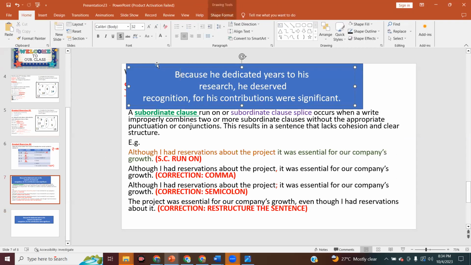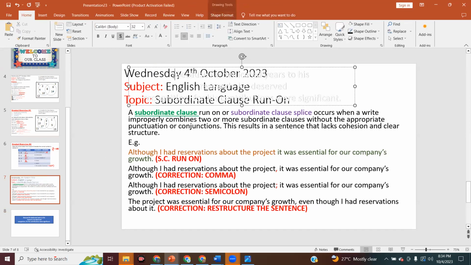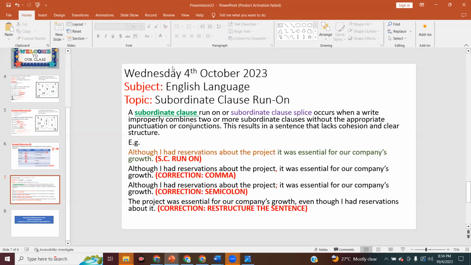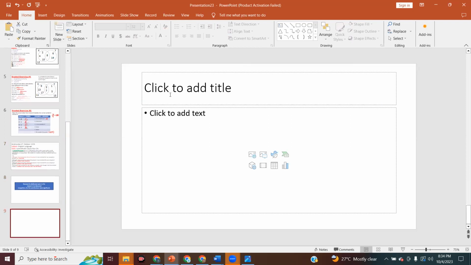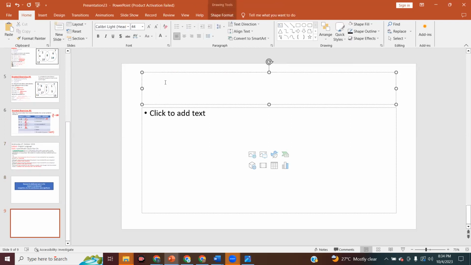Let's begin. For these ones, I'm going to give you a subordinate clause run-on, and you're going to correct it by using any means that you would like. So, graded exercise. Number 1. I almost put number 2. I think about maths.